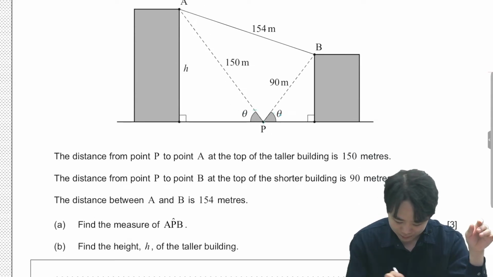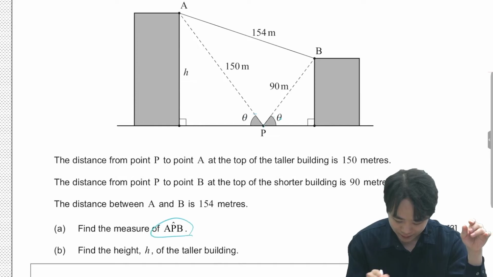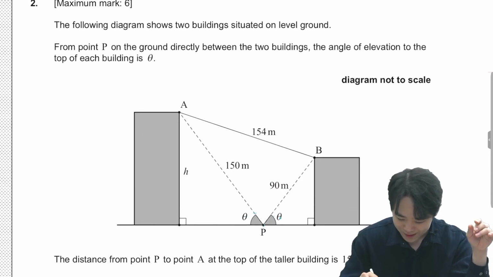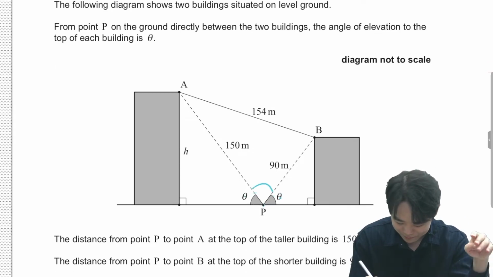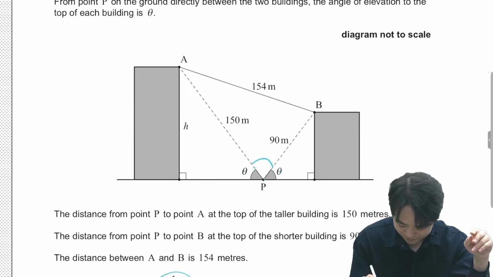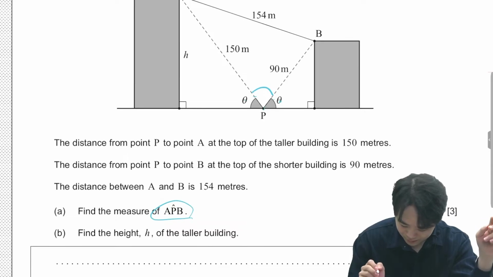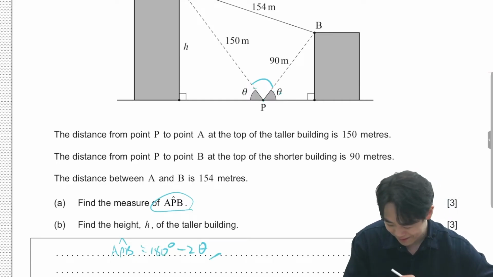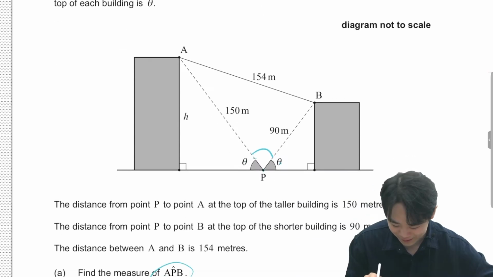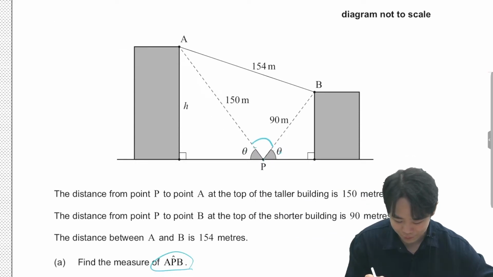Okay, so we're given a bunch of info like this. We want to find APB, right? So you don't necessarily have to understand the full picture of what's happening. We just have a diagram. So we have APB. So the measure of that is going to be 180 degrees minus 2 theta. And we might want to find out what theta is. Okay, so let's try to look at the info that we're given.